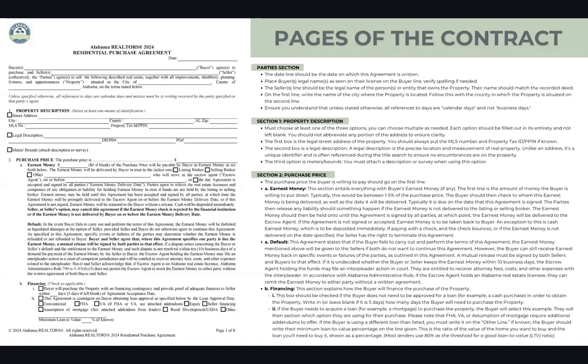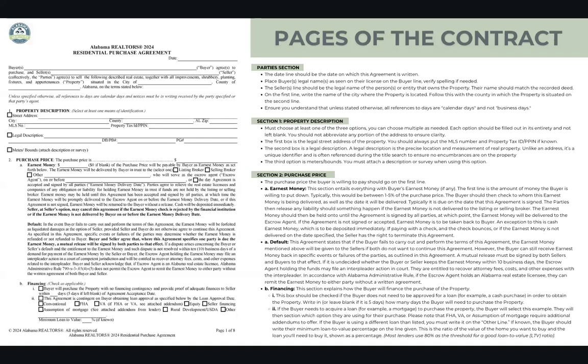Default. This agreement states that if the buyer fails to carry out and perform the terms of the agreement, the earnest money mentioned will be given to the seller if both do not want to continue on. The buyer can still receive earnest money back in specific events or failures of the parties. A mutual release must be signed by both the seller and the buyers to that effect.